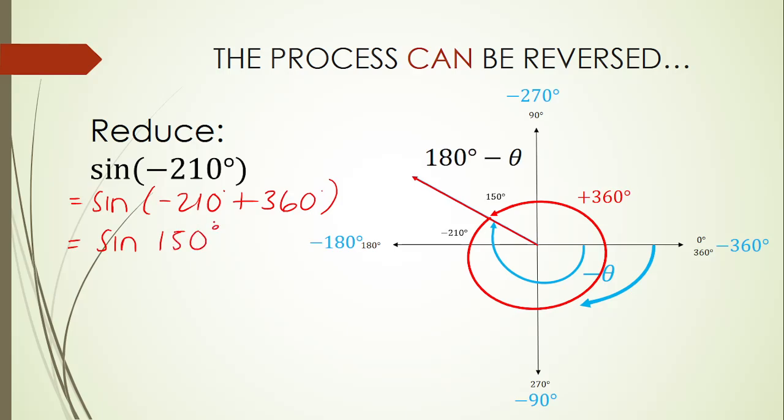And what do we know about sine 150? Well, it's in quadrant 2, and this is sine's quadrant, so that means it stays positive. And then 180 minus what gives me 150? Well, it's 30. So this becomes sine 30. This is a similar example to the example in the first video, but this is just negative.